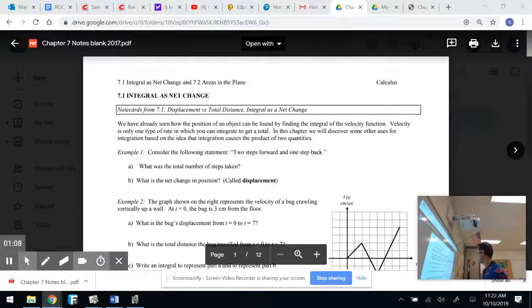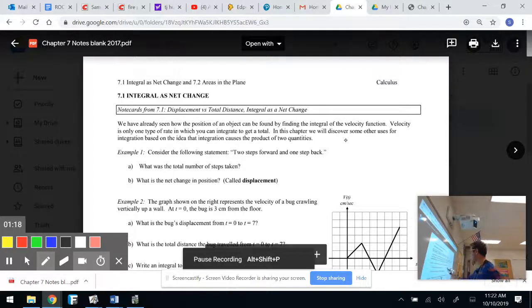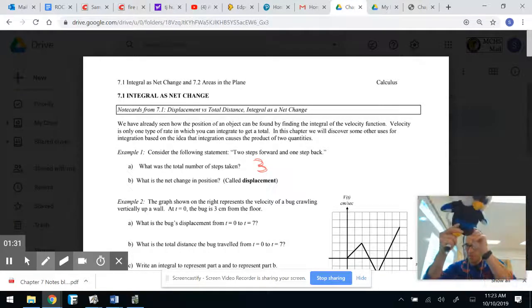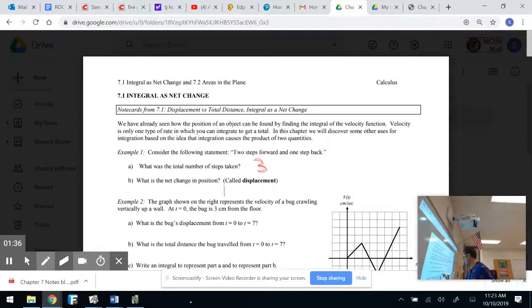Example 1, consider the following statement: 2 steps forward, 1 step back. You know, a little cha-cha-cha, 2 steps forward, a little 1 step back, right? Well, what's the total number of steps? 2 forward and 1 back, that's a total of 3 steps, right, class? What is the net change in position called? That would be called displacement. So if Little Holmes takes 2 steps forward and 1 step back, what's his displacement? His displacement is 1 step forward. That's where he would be when the little cha-cha is done, right, class?